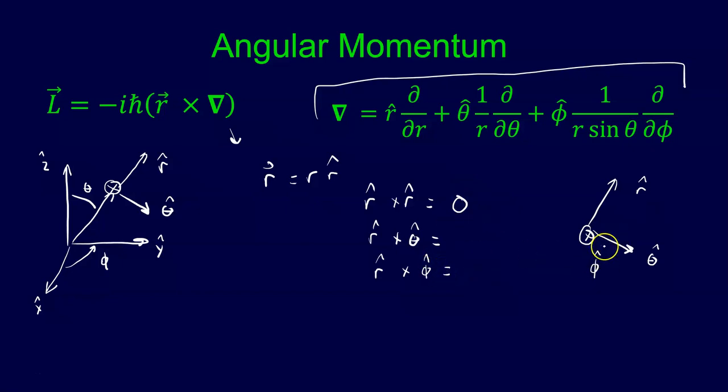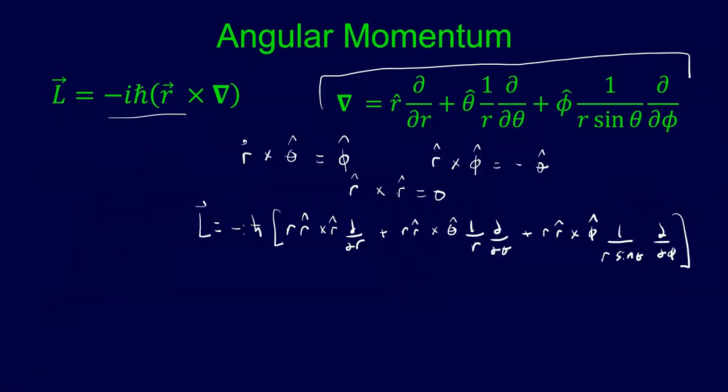Now in this picture, we're just going back to doing cross products, so you're going to do your right hand rule. I'm just going to have you do that. If I go r cross theta, you should get something pointing in the phi direction. And then if I do r cross phi, I end up pointing in the negative theta direction.